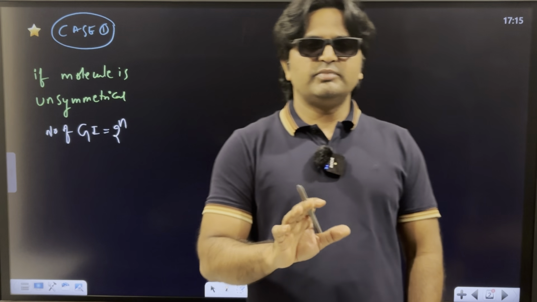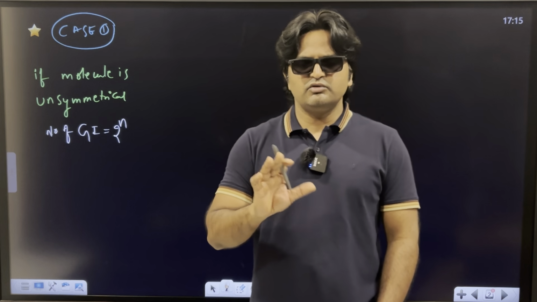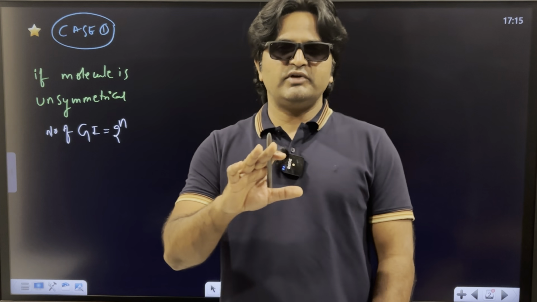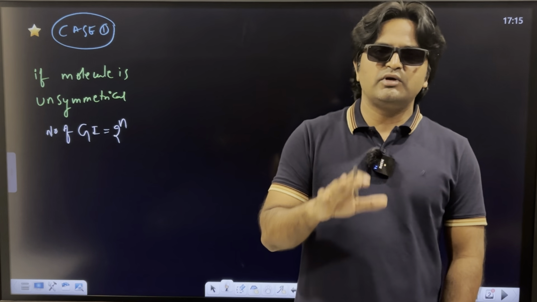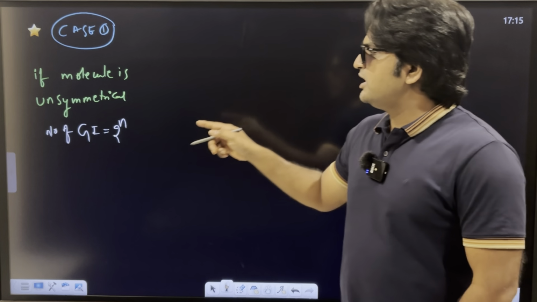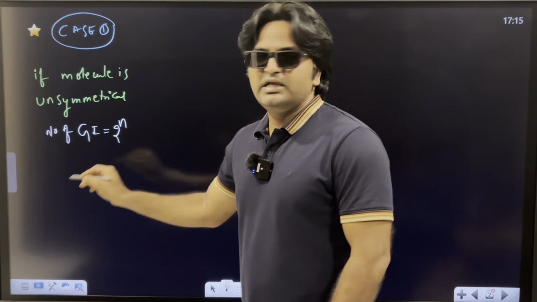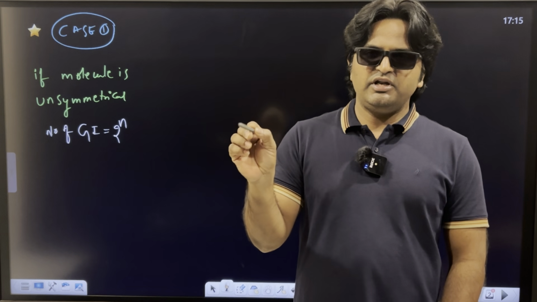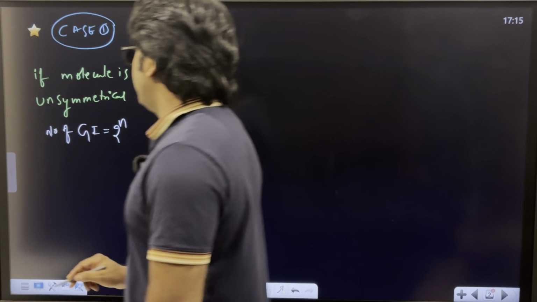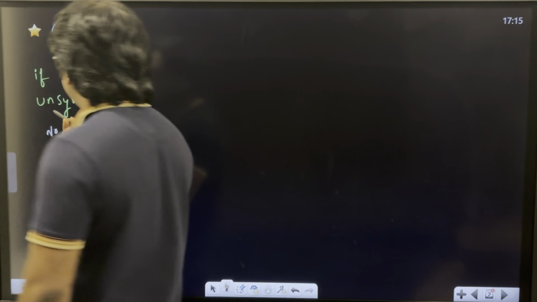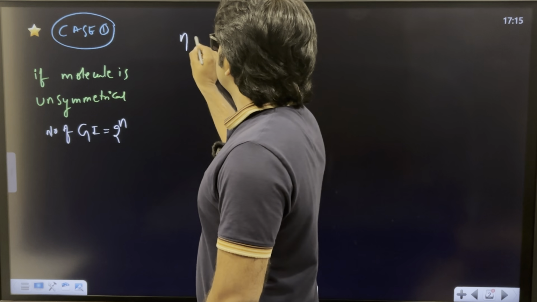Okay, very simple. If your molecule is unsymmetrical, we can easily find out whether the given molecule is a symmetrical molecule or an unsymmetrical molecule. That is not a problem, right? So now if your molecule is unsymmetrical, directly we can apply number of geometrical isomers equals 2 to the power of n. Here what is the n value? That n value is very important. Clearly I am writing like this, where n equals what?